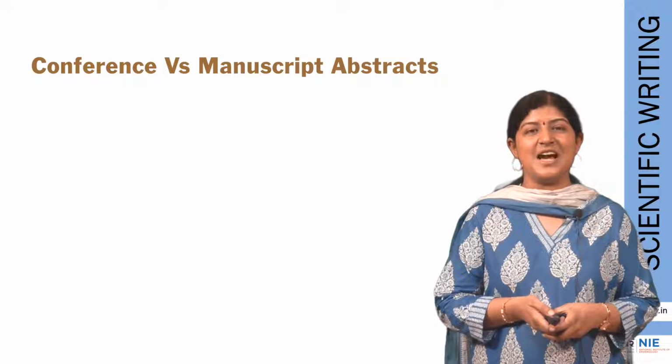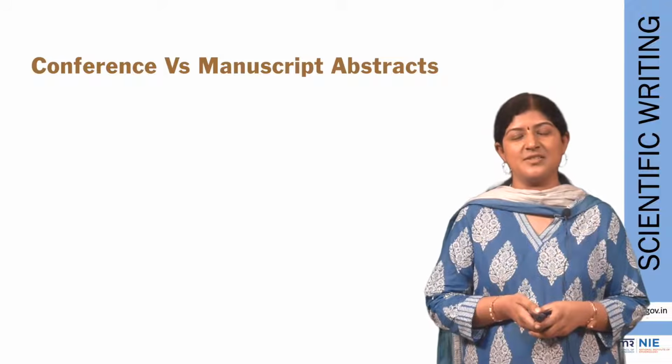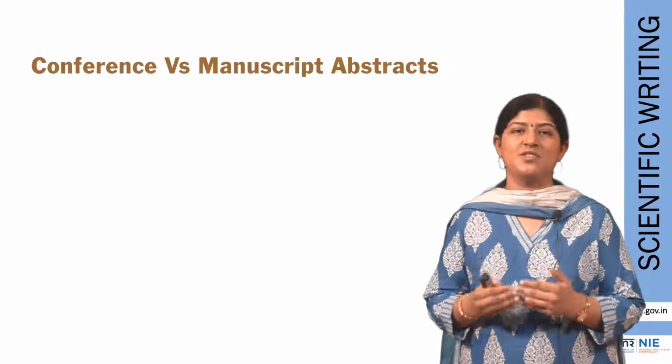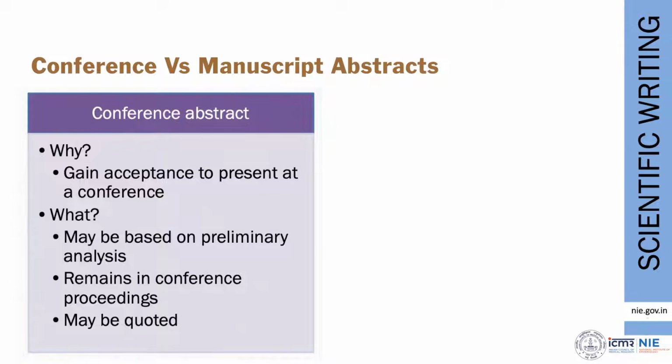Having discussed the basic aspects of an abstract, now let us discuss how conference abstracts are essentially different from manuscript abstracts. Usually a conference abstract is something that the author writes from a portion of their research work or from the interim analysis of their research work, with the only objective to gain acceptance to present as part of a conference. So generally, conference abstracts may not be based on the final analysis, but may be based on a preliminary analysis or an interim analysis.